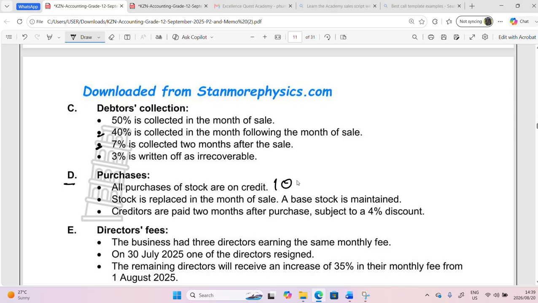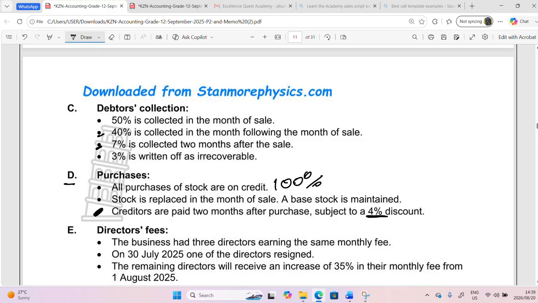The first point: all purchases of stock are on credit, which means we buy our trading stock on credit 100%. Stock is replaced in the month of sale, and a base stock is maintained. So the stock that we sell in a specific month, we replace in the same month. The last point, guys, the most important point: creditors are paid 2 months after purchase and they receive a 4% discount. So we receive a discount received, okay?